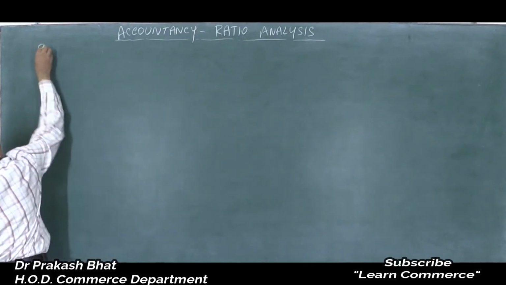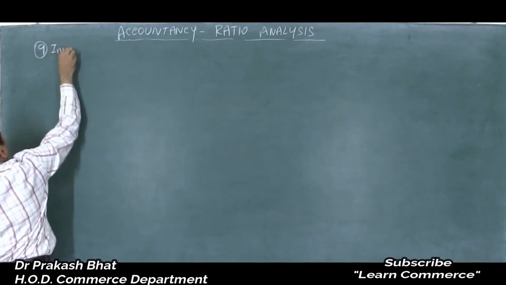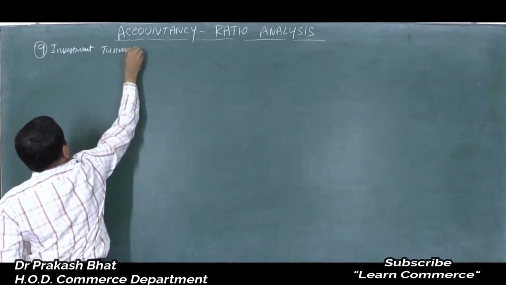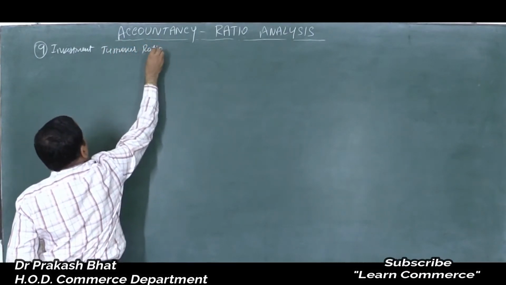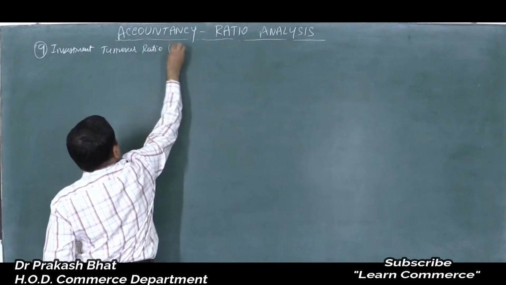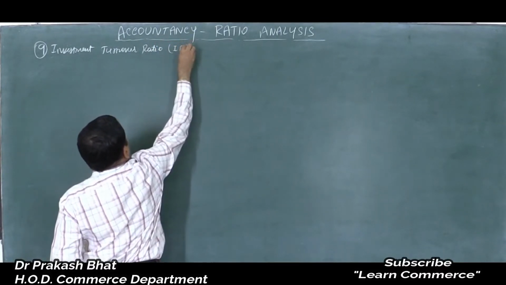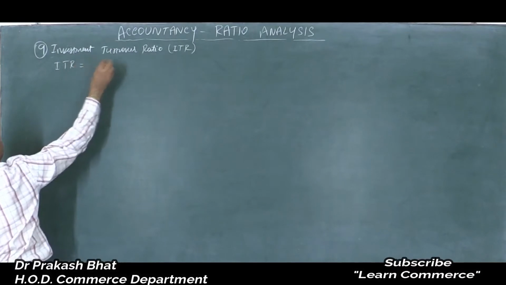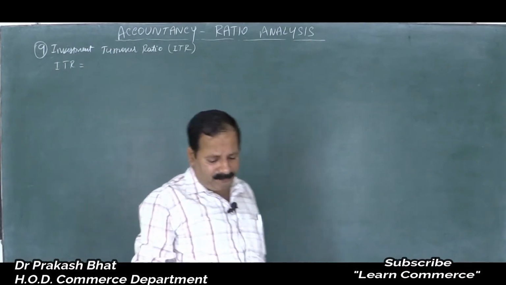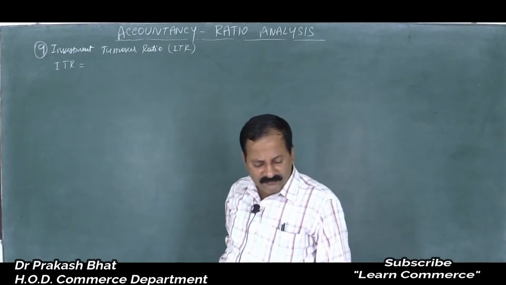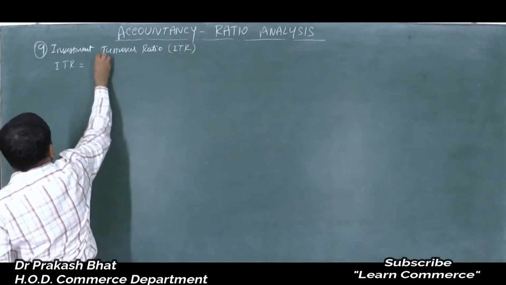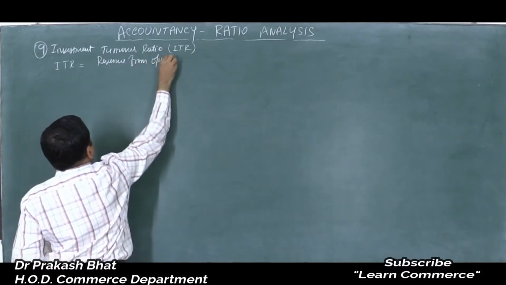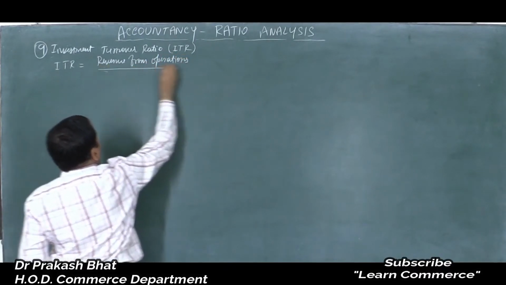Investment turnover ratio, problem number 9, calculation of investment turnover ratio, that is investment turnover ratio, ITR. I'll write like this, isn't it? So ITR is equal to, write the formula first, revenue from operations divided by capital employed. This is the formula.